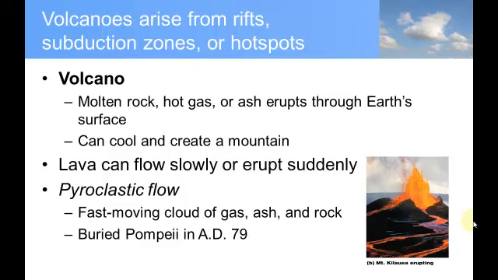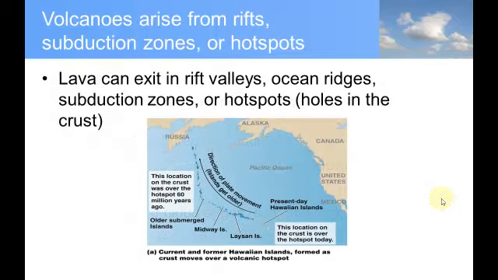The lava is just oozing out and cooling and forming more rock there. A pyroclastic flow, though, is a fast-moving cloud of gas, ash, or rock. One of the most famous pyroclastic flows was the one when Mount Vesuvius erupted in AD 79 and buried the Roman city of Pompeii, killing all of its residents. So lava can exit from rift valleys, ocean ridges, subduction zones, or even the hot spots, as I said, which is what's going on in Hawaii there.